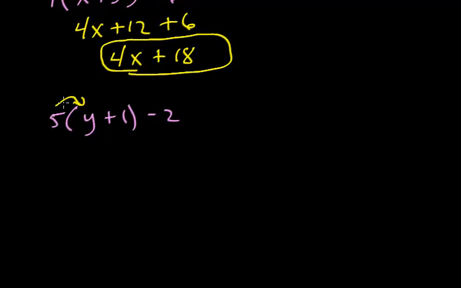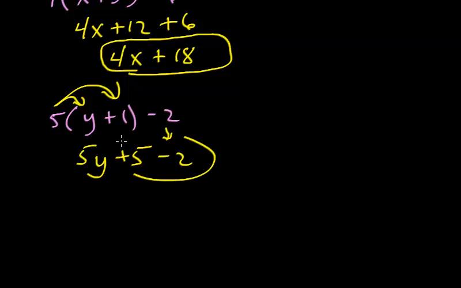And on this one, this would be 5y plus 5, because that's 5 times y, and 5 times 1 would be 5. And then you bring this little minus 2 down here, and then that part needs combined. So that would be 5y plus 3.